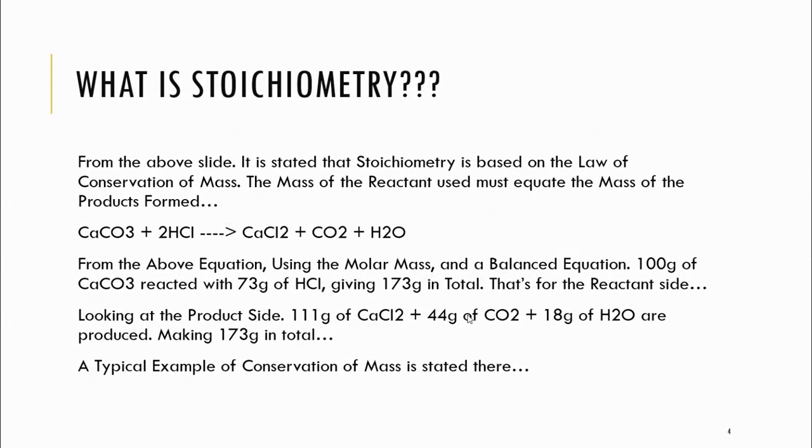From the previous slide, we are saying it is based on conservation of mass, and that actually means that the mass of the reactants must be equal to the mass of the products. This means we must always balance our reaction. From what we have above, 100 grams of CaCO3 reacts with 73 grams of HCl. That's 173 grams in total. Then on the product side, we have 111 grams of calcium chloride, 44 grams of CO2, I'm using their molar masses, then 18 grams of H2O, making how many grams in total? 173. 173 must be equal to 173. That is conservation of mass.